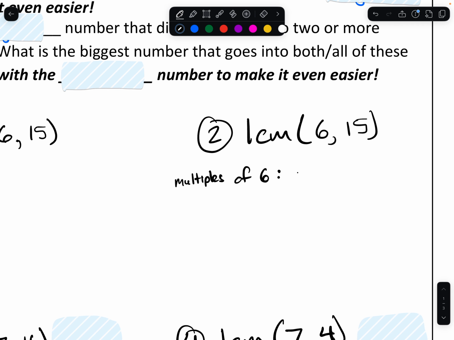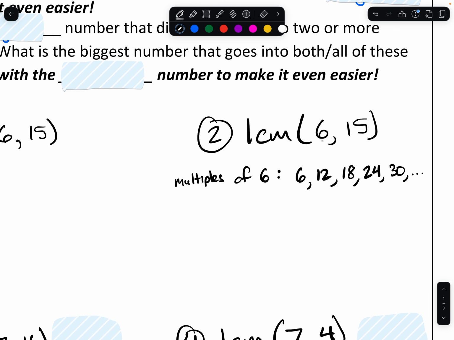But 6 times 1 is 6. That's our first multiple of 6. 6 times 2 is 12. 6 times 3 is 18. 6 times 4 is 24. 6 times 5 is 30. And we can go on and on as far as we need to, but I'm going to stop for now. Let's try the bigger number.